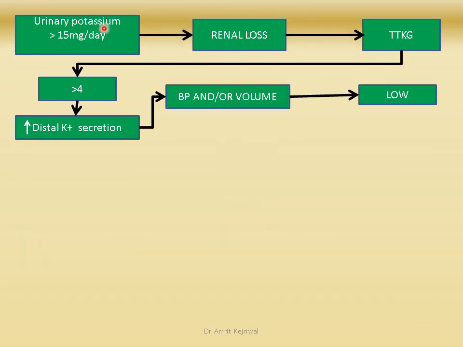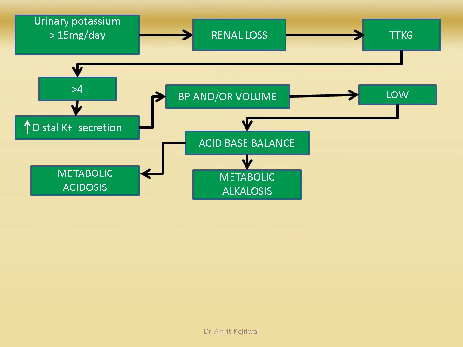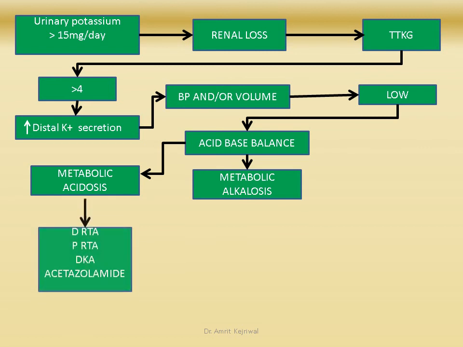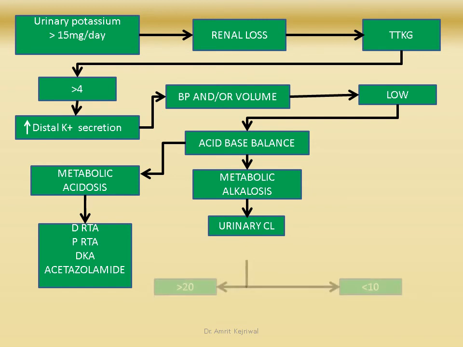Now, if the urinary potassium is greater than 15 milligrams per day, renal loss, TTKG greater than 4, distal potassium secretion is increased, and BP and volume low, then we have a different approach. Do the acid-base balance. It may show metabolic acidosis or metabolic alkalosis. If it is metabolic acidosis, it goes in favor of distal renal tubular acidosis, proximal renal tubular acidosis, diabetic ketoacidosis, or use of acetazolamide. If it is metabolic alkalosis, do the urinary chloride.